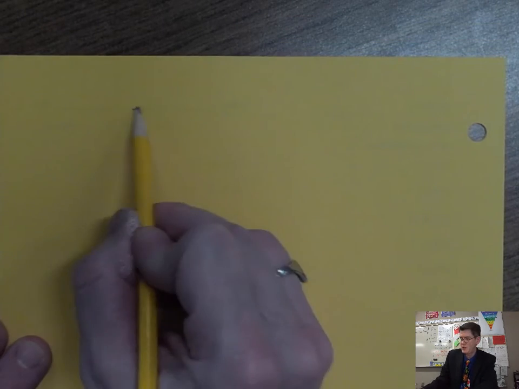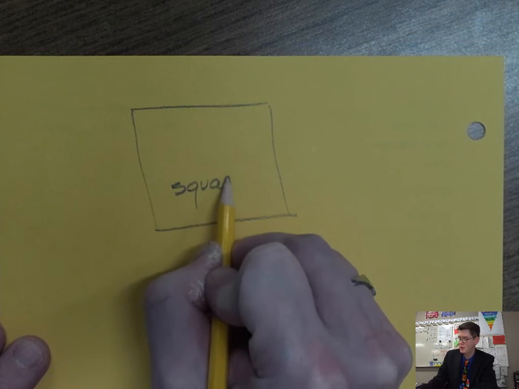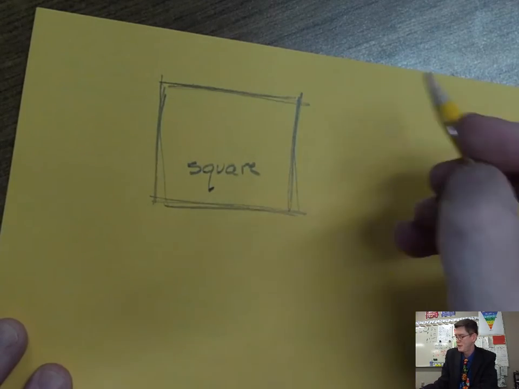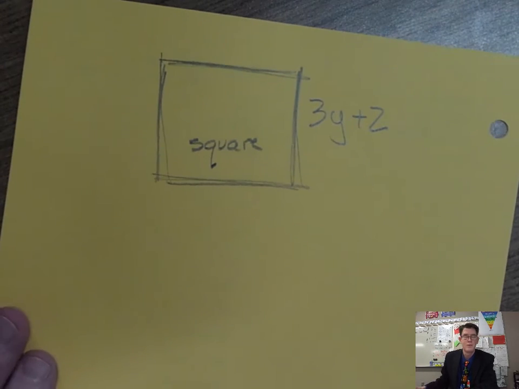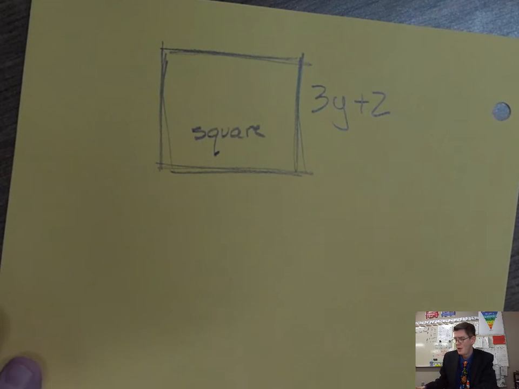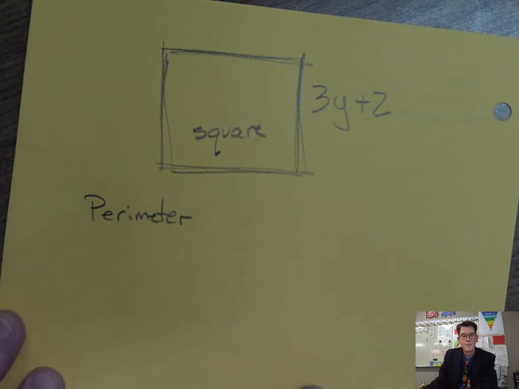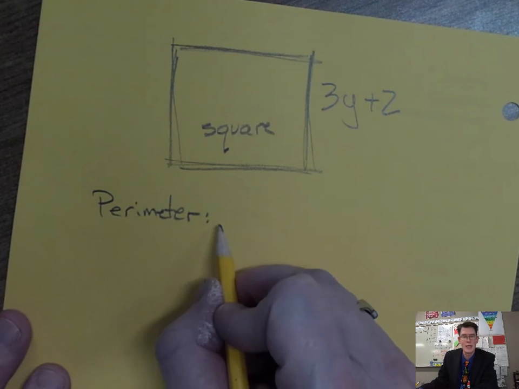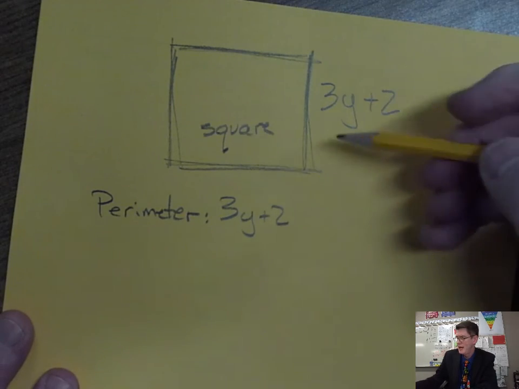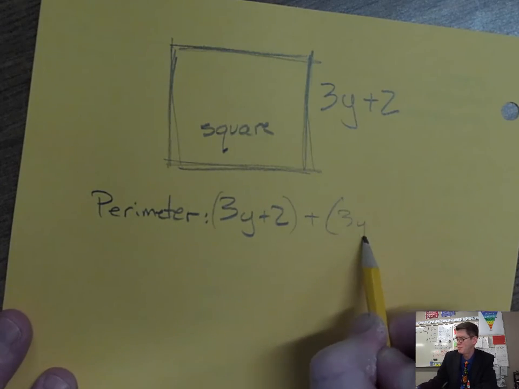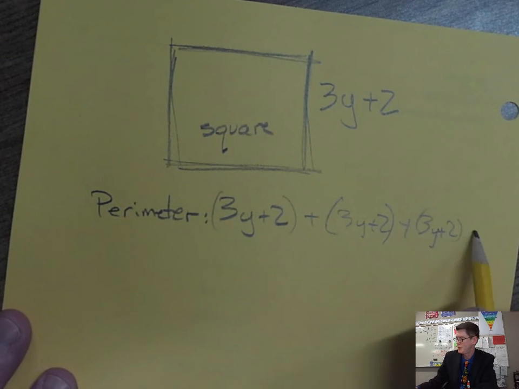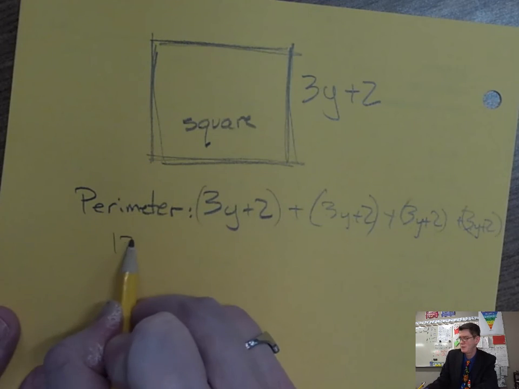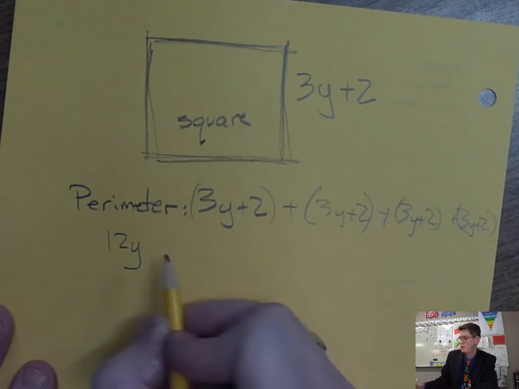Well, what if I give you a square? And I'll just put the word square so you know it's a square, with my awful handwriting. And let's say it's got a side of 3y plus 2. What is the perimeter of the square? Perimeter means you add all the sides together. So it's 3y plus 2 plus 3y plus 2 plus 3y plus 2 plus 3y plus 2, and then you add them together. 3y plus 3y plus 3y plus 3y, we have 12 y's. And 2 plus 2 plus 2 plus 2 is plus 8.